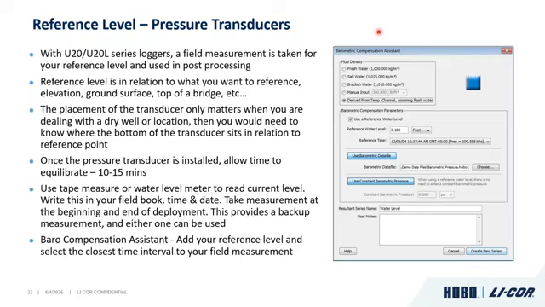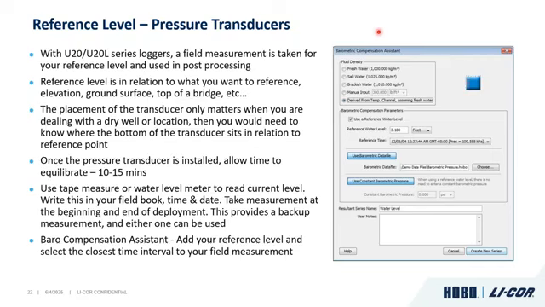And then again, we have the barometric pressure compensation assistant built right into the software so that you can add your reference measurement. You select the closest time that logger was taking an interval to that measurement, and then you'll get your water level data based on that.